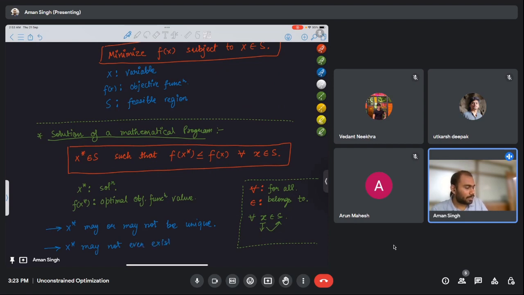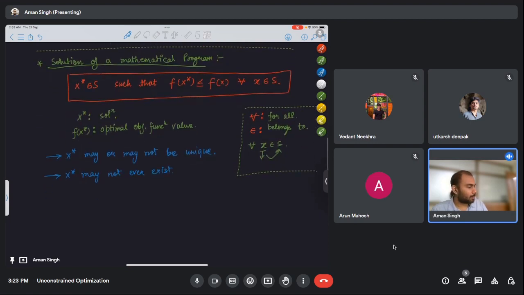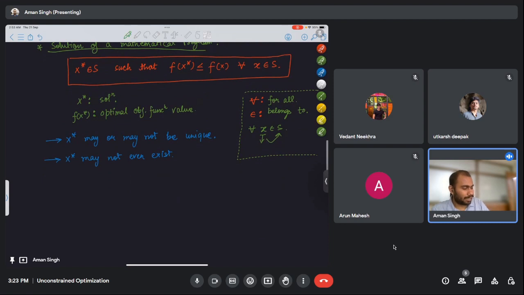So it's possible that the mathematical program that you have written may not have a solution. So how is that possible? Let me give you an example of both of these. I think it's very intuitive to think of a solution like this in a problem like this.